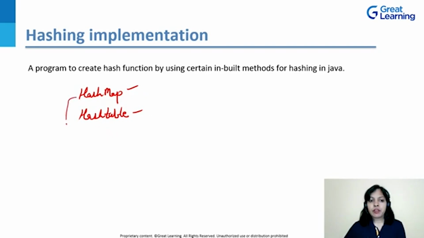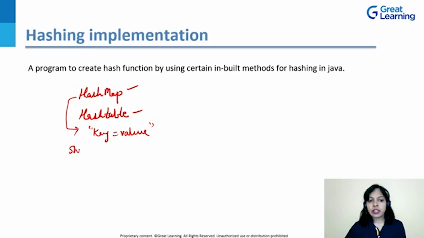Suppose I'm using the concept of hash map. Now hash map is kind of an associative array where there are two fields. One is your key, and the other is its value. So this pair is always stored in hash map as well as in hash table. Both are the same, just with a few minor differences, which I'll tell you later. So a key and value pair will be there in both hash map and hash table.